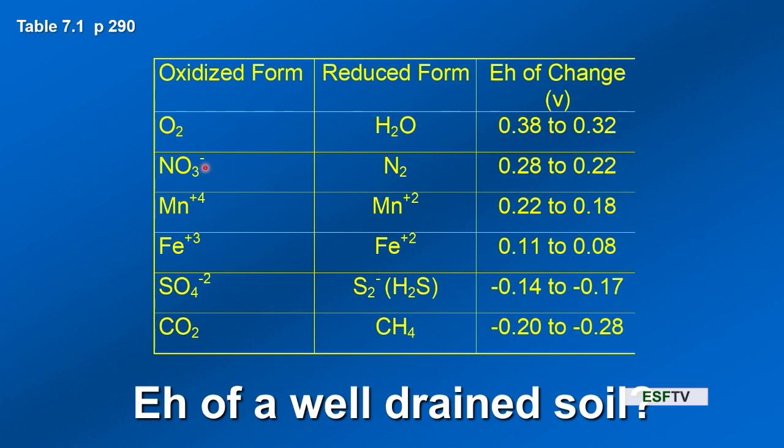When all the oxygen is depleted, nitrate becomes the electron acceptor. Okay? So nitrate is reduced to N2. The range of EH that this occurs is 0.28 to 0.22. Okay? So we're getting smaller. The system is becoming more towards anaerobic.